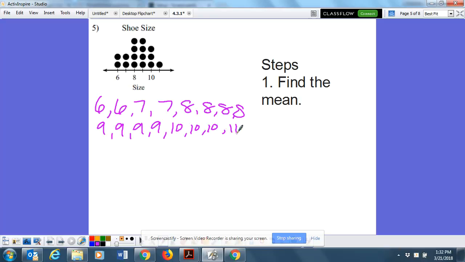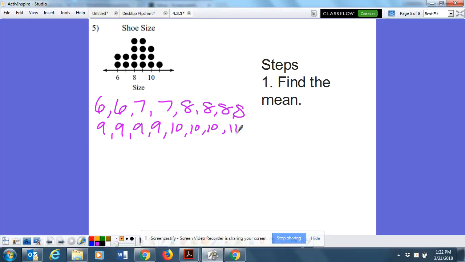Okay, so again, if you can figure that out and just look at the dots and find the mean that way, then I don't really need you to list out your numbers. If I gave you a dot plot and say, hey, find the median, then listing out your numbers would probably be easier. But again, you don't really have to.